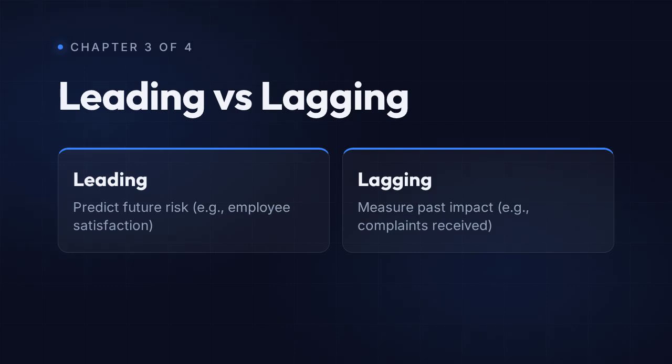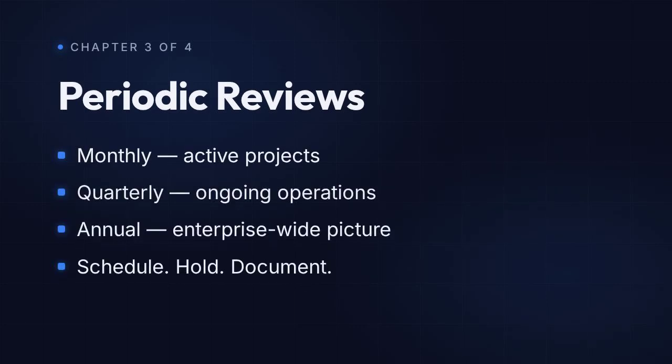Third, periodic reviews, monthly, quarterly, or annual risk assessments, where you formally update your risk register with new data. Monthly for active projects, quarterly for ongoing operations, annual for the enterprise-wide picture. Schedule them, hold them, document them.